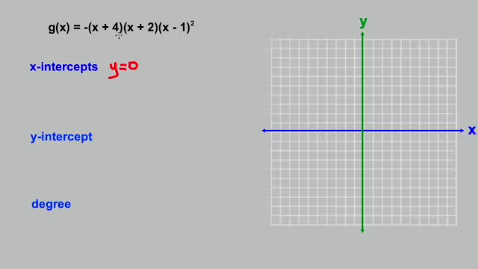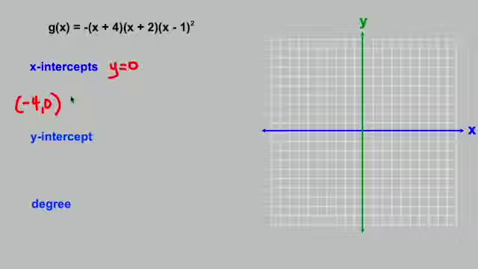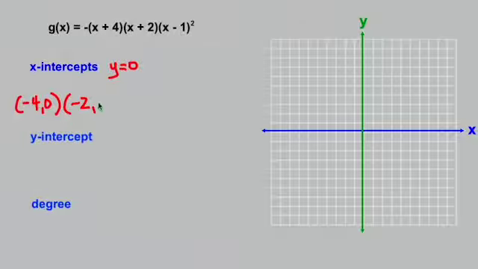So that means each of these, if we set them equal to 0, will tell us what the x-intercepts are. Here, if we did that, it would be -4. So one of them is going to be -4, 0. This one would be -2, 0. And if you remember from drawing quadratics or parabolas, when you have a squared like this, you're going to have your x-intercept at 1, 0, and at this spot you're going to see a bounce off the x-intercept.